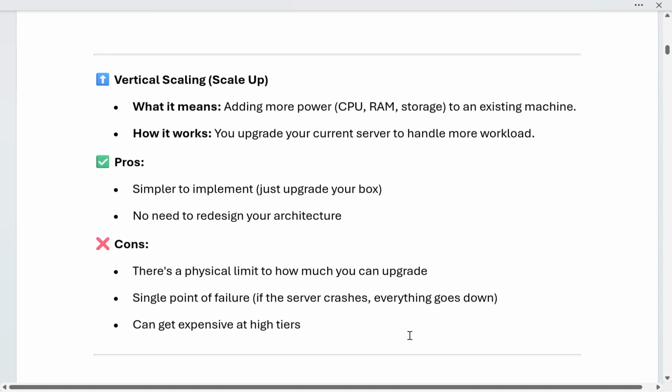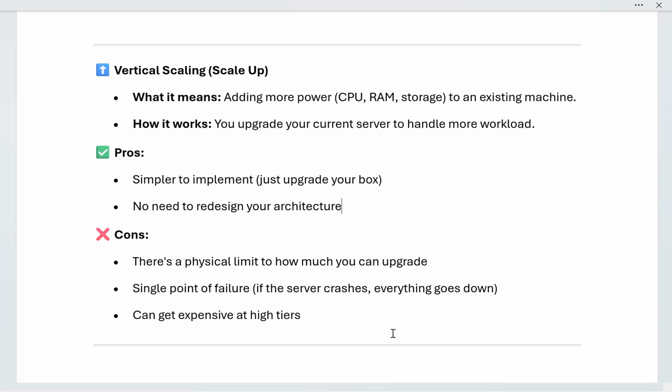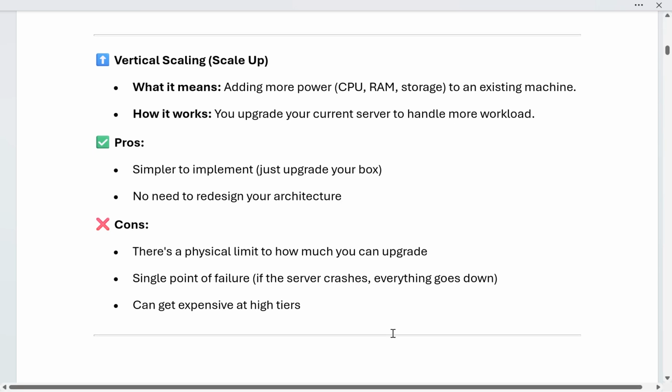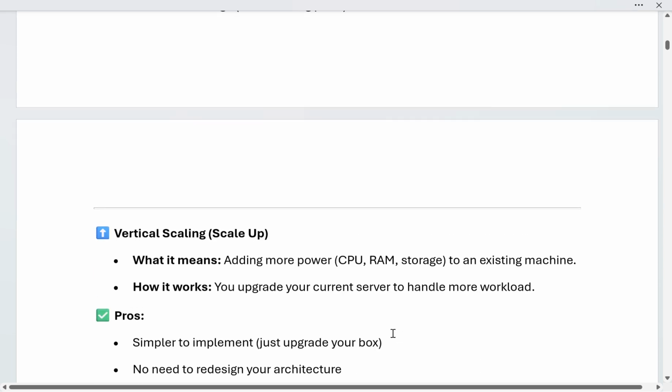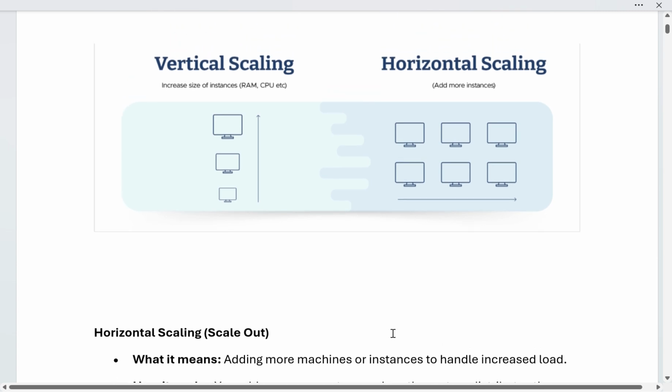What are the cons? There is a physical limit to how much you can upgrade an existing machine. It is a single point of failure, so if the server crashes, everything goes down. There is no option to bring up another machine, so there is basically no fault tolerance. It can also get expensive at high tiers. So this is basically the difference between horizontal scaling and vertical scaling.